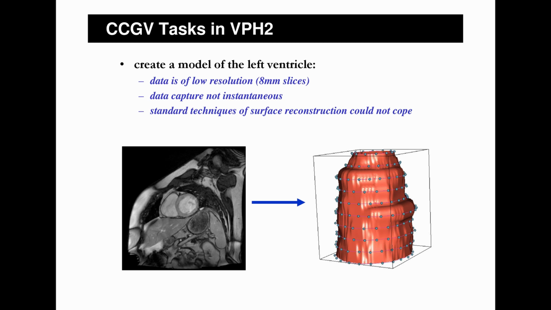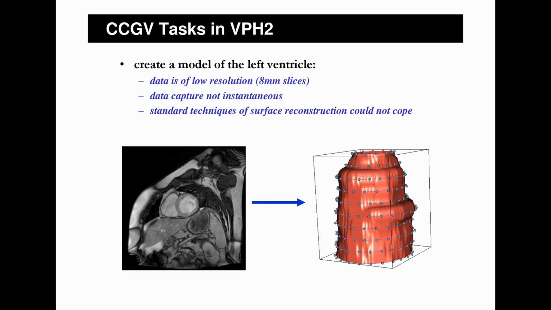So we're creating a model of the left ventricle. Unfortunately, the data is of very low resolution. The slices that I talked about are 8 millimeters apart, which is a lot. So you can see that the data is separated by quite a lot, and therefore even getting started with a suitable model has taken us quite a lot of time to develop methods which provide a surface which is suitable for further work.